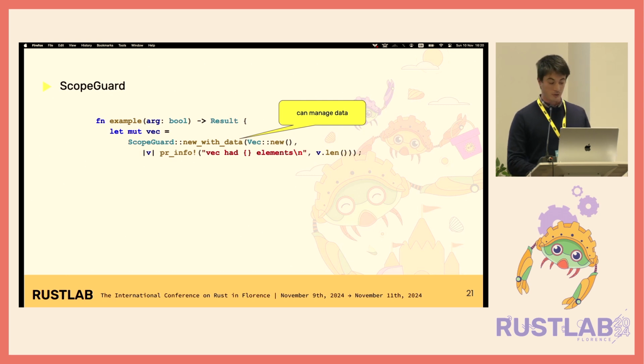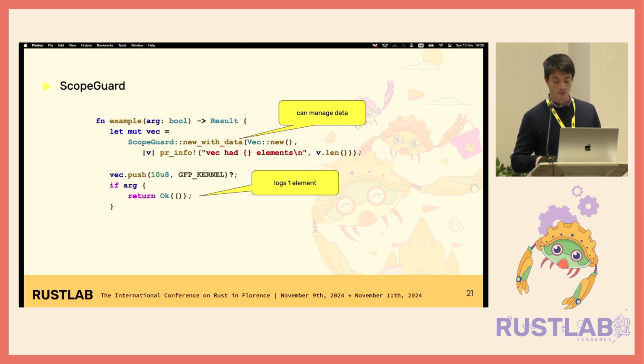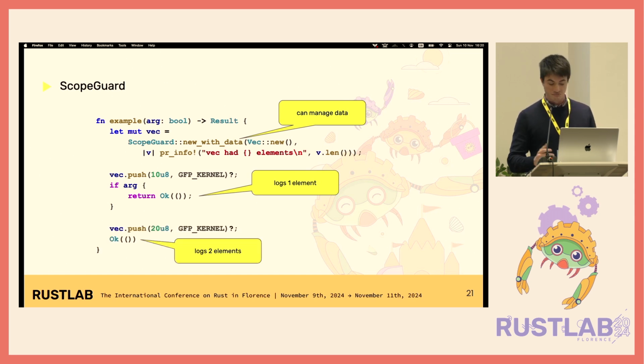Another thing that this scope guard does in the kernel crate is that it can also manage data. So for instance, here we constructed this scope guard with an empty vector, and the closure at the end just prints out the number of elements, right? So here, in this example, it puts something on that vector, and again, if it returns early, it's going to print out that it has one element. At the end, you add another element, and then you just go out of scope. So here we're not even disarming, we're just letting it do its job. And so when the guard goes out of scope, it just prints out the number of elements.